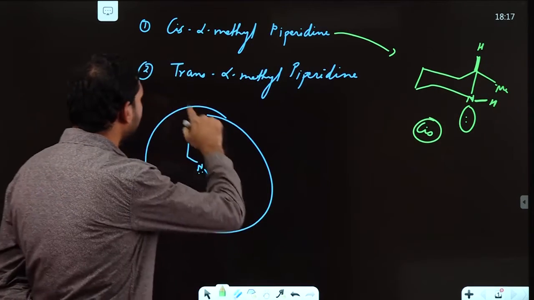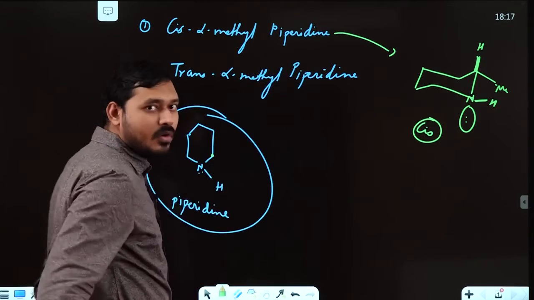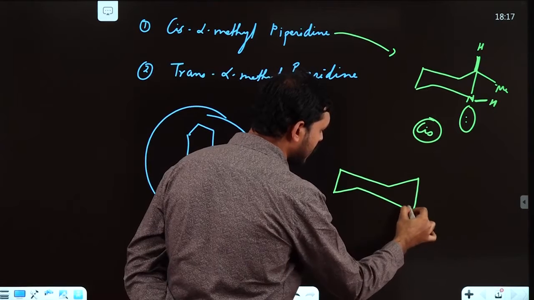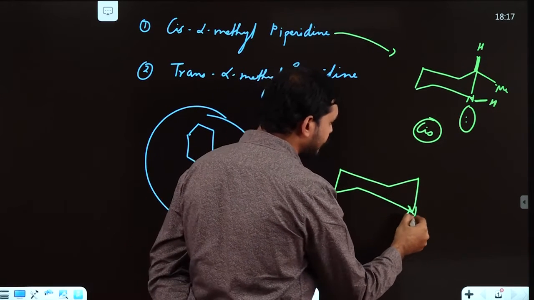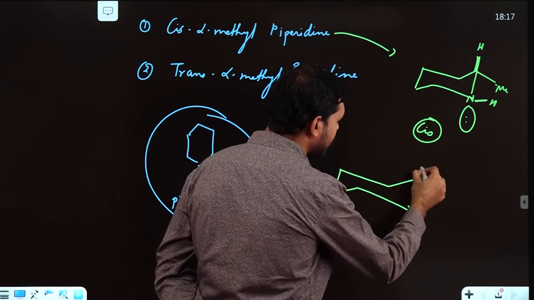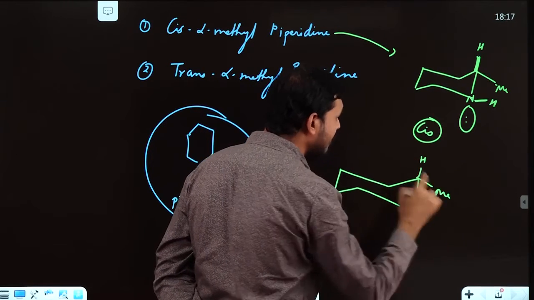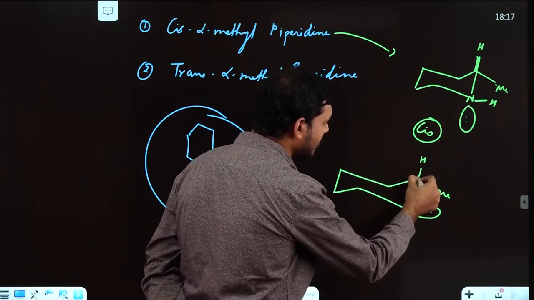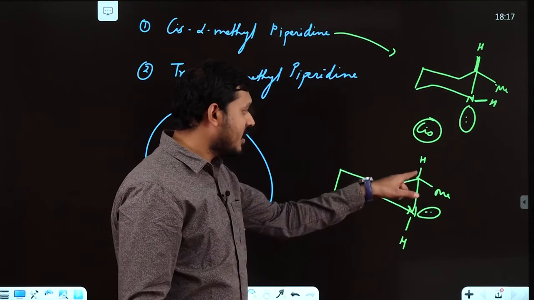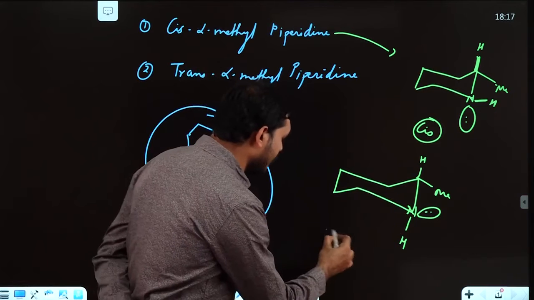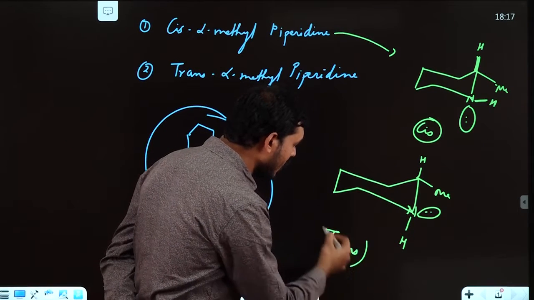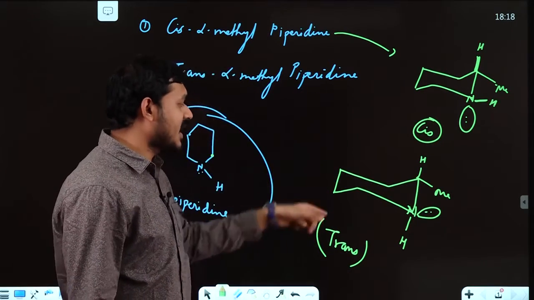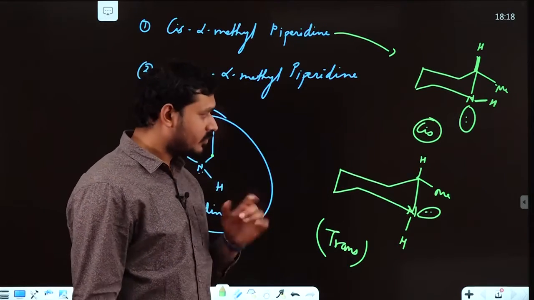Now if I have to draw trans alpha methyl piperidine, what I will do? This is your nitrogen. For trans, I'll make this hydrogen this side, methyl this side, but at the same time I'll make this lone pair this side and hydrogen this side. So you can see with respect to hydrogen we can say cis or trans. Hydrogen here upside and hydrogen here downside, so it is trans form.